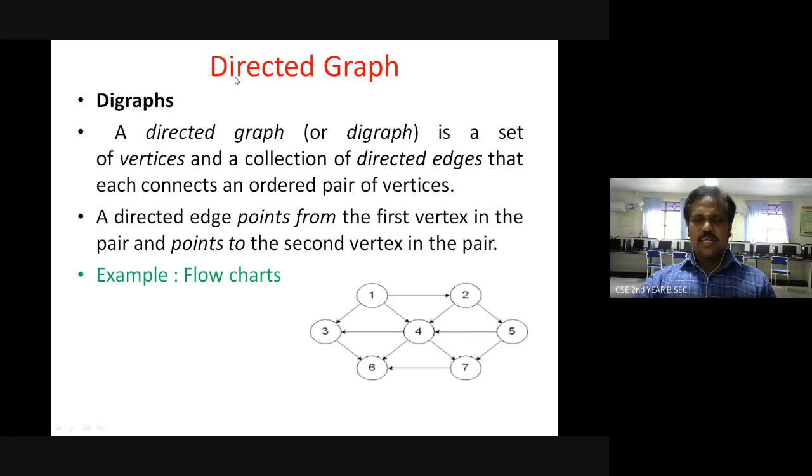Next one, directed graph. A directed graph is otherwise called a digraph. Digraph, otherwise directed graph, both are the same. A directed graph or digraph is a set of vertices and a collection of directed edges that each connect an ordered pair of vertices. That is 1 to 3. There is an edge, a directed edge. There is only one possibility: we can traverse from 1 to 3 only. We cannot traverse 3 to 1.